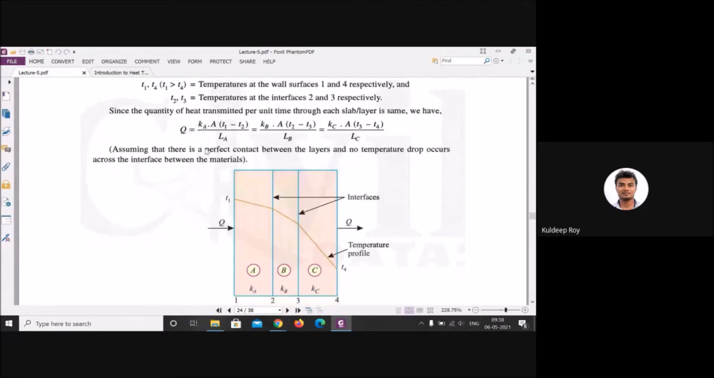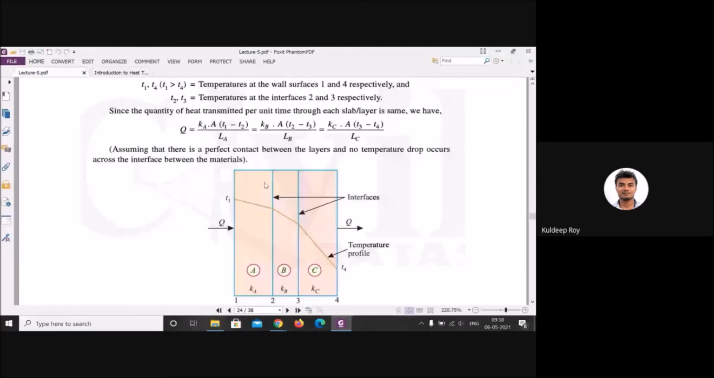K1 multiplied by A, the whole cross-sectional area of this particular slab, for slab 1 only, times the temperature difference T1 minus T2 divided by L. L will be your length. How much is the length? Similarly, you have to write the equation for this one.